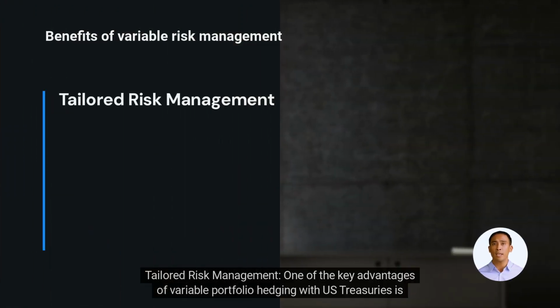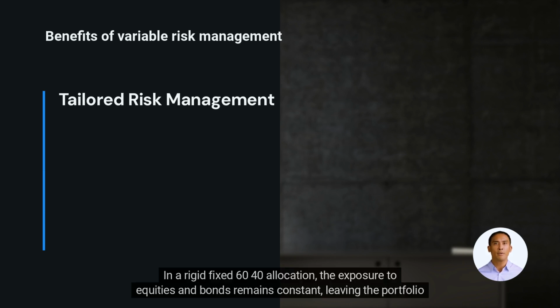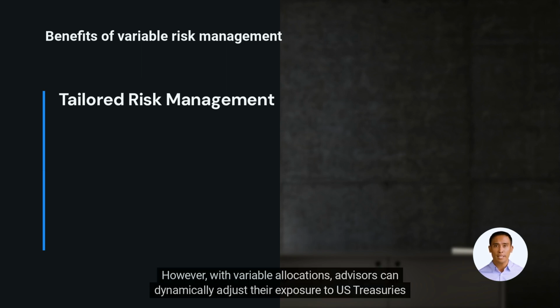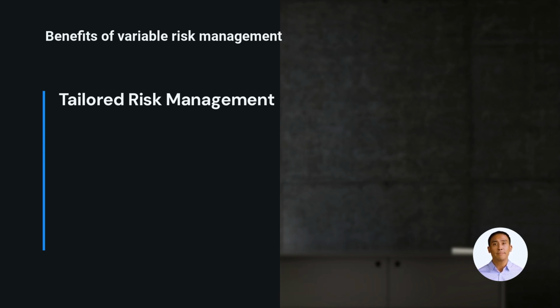Tailored risk management. One of the key advantages of variable portfolio hedging with US Treasuries is the ability to tailor the level of allocation based on market conditions and risk appetite. In a rigid fixed 60/40 allocation, the exposure to equities and bonds remains constant, leaving the portfolio more susceptible to market volatility. However, with variable allocations, advisors can dynamically adjust their exposure to US Treasuries that seek to protect against downside risks during market downturns and participate in equity upside during bull markets.